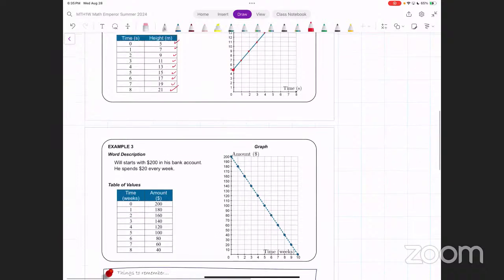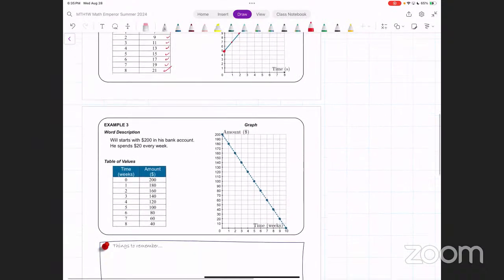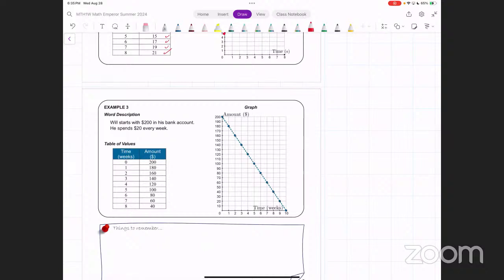All right. But sometimes the rate of change can be negative. So let's look at this. We start with $200 in his bank account. He spends $20 every week. So he's spending $20, isn't it?